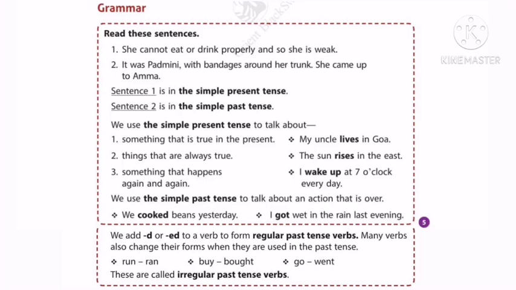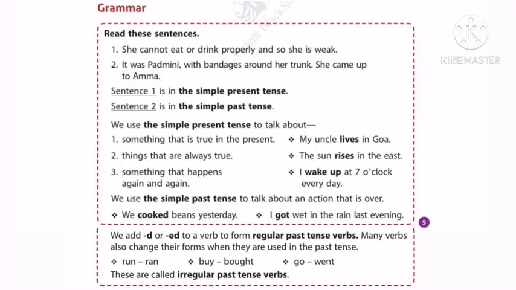Third one, something that happens again and again. For example, I wake up at 7 o'clock every day. We use the simple past tense to talk about an action that is over. For example, we cooked beans yesterday. Here we can see the verb cooked.